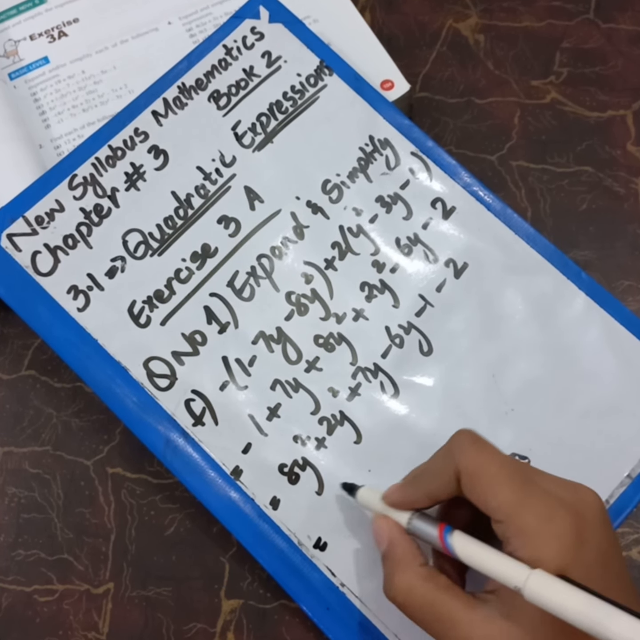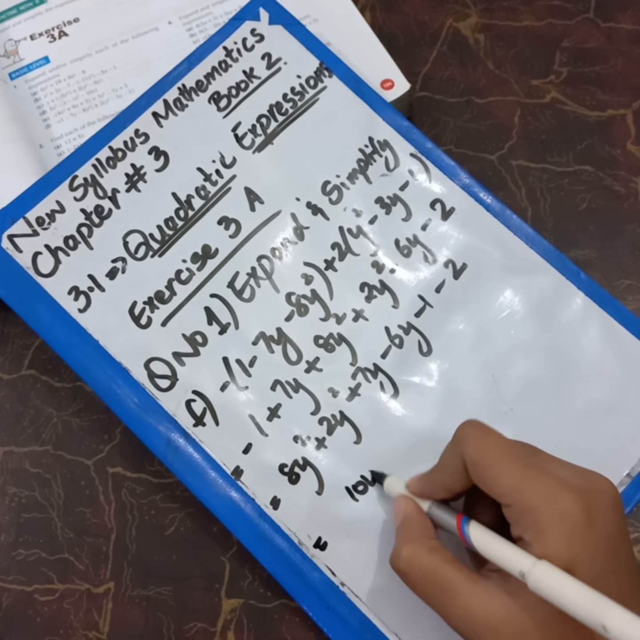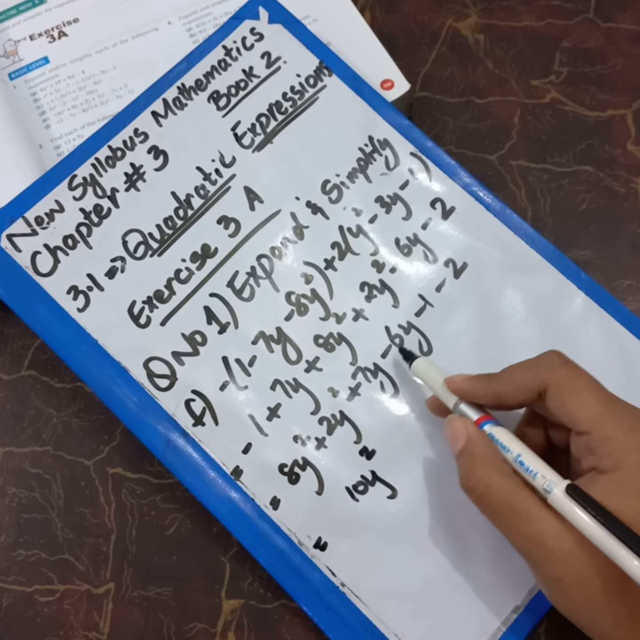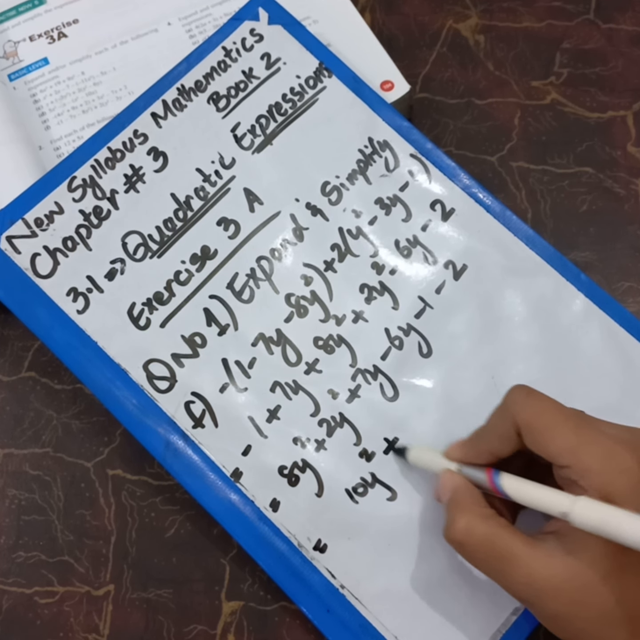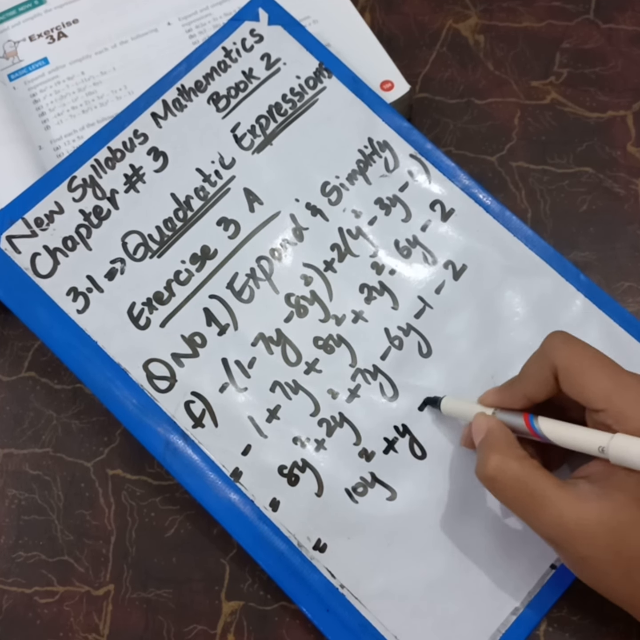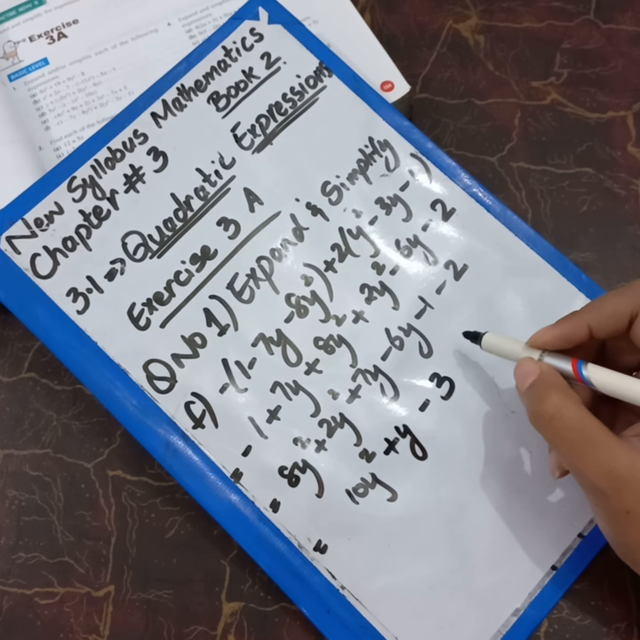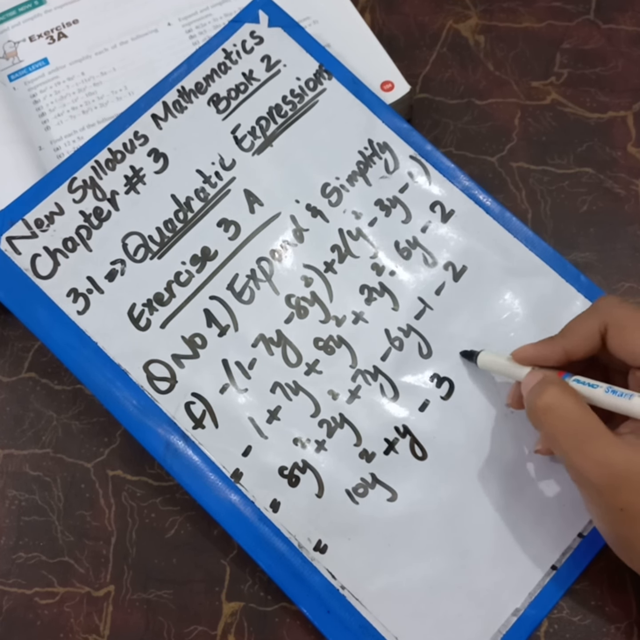Now let's solve them. 8 plus 2, 10y square, plus minus minus. So you will get here plus y, and minus minus plus, and that would be minus 3. The sign of greater value will be with the answer.